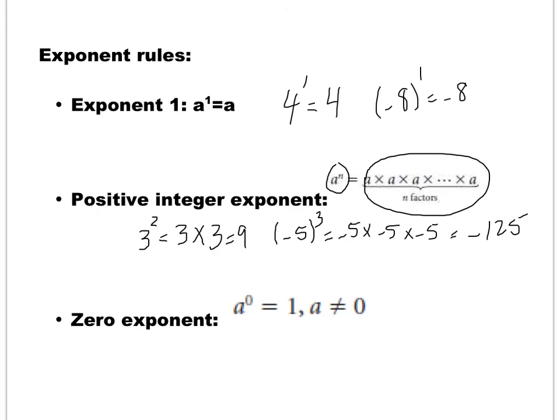Next rule is the 0 exponent. This means that any number exponent 0 is 1, except a, the base, cannot be 0. For instance, 2 exponent 0 is 1, negative 10 exponent 0 is 1, and 995 exponent 0 is 1. Any number exponent 0 is going to be 1.